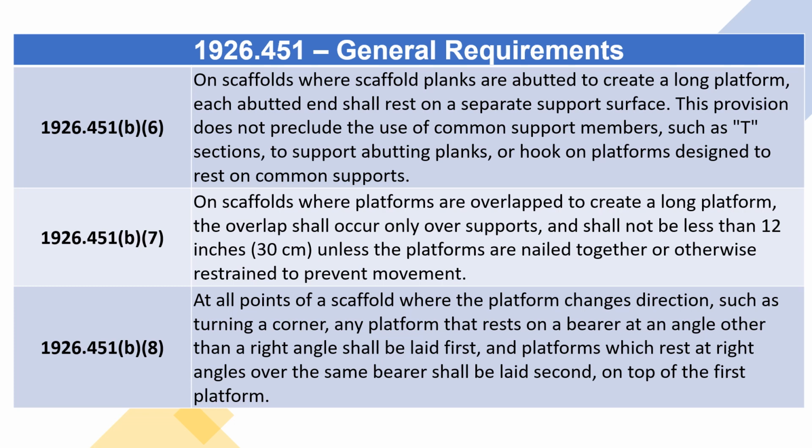1926.451(b)(8): At all points of a scaffold where the platform changes direction, such as turning a corner, any platform that rests on a bearer at an angle other than a right angle shall be laid first, and platforms which rest at right angles over the same bearer shall be laid second, on top of the first platform.